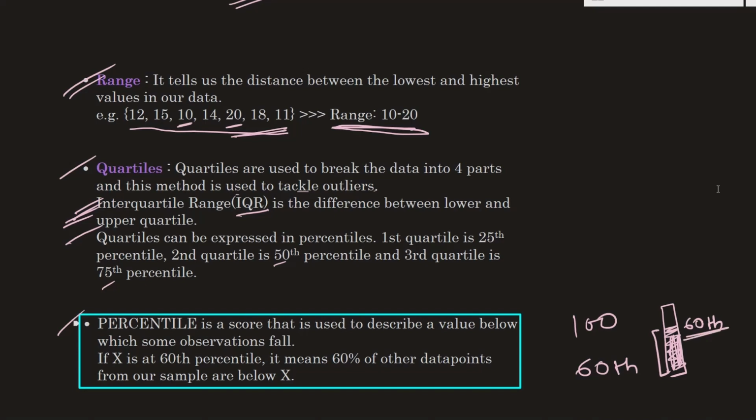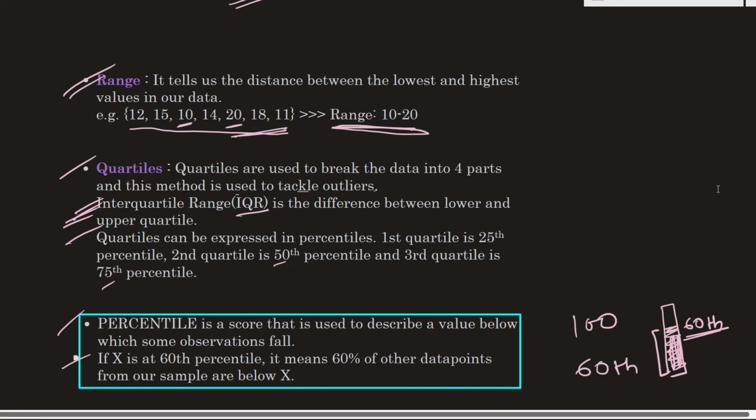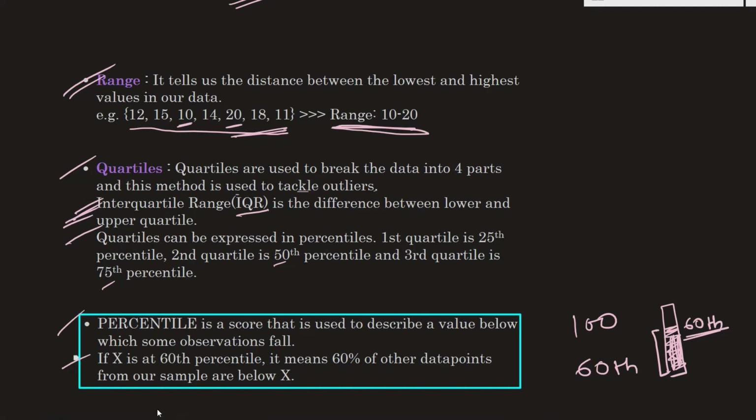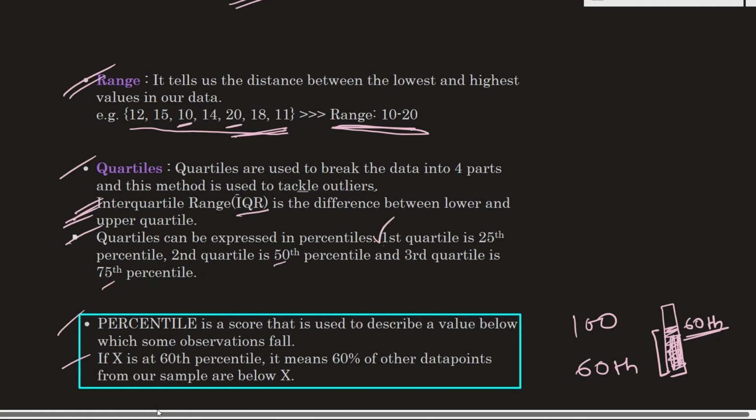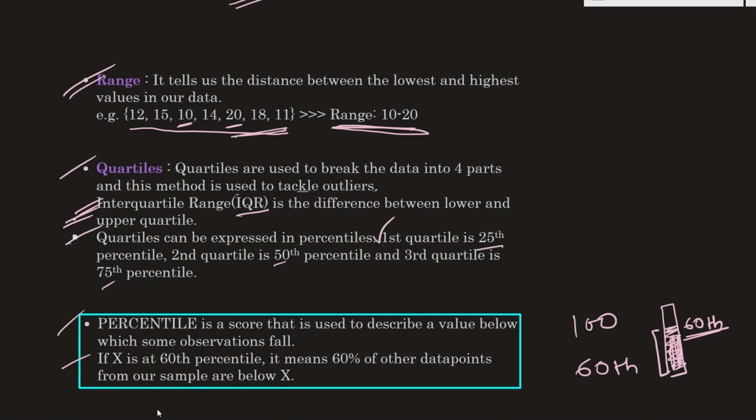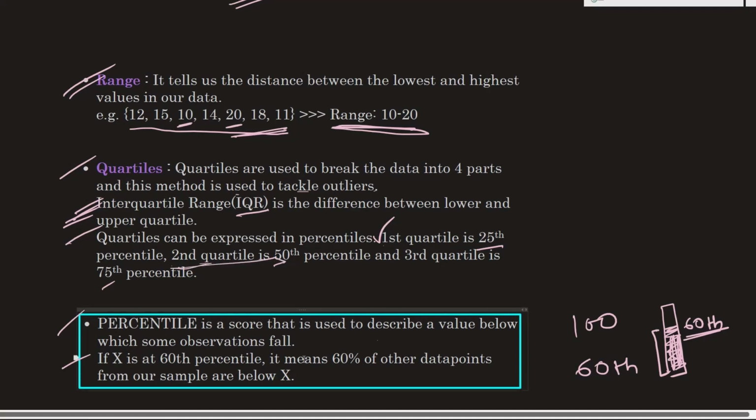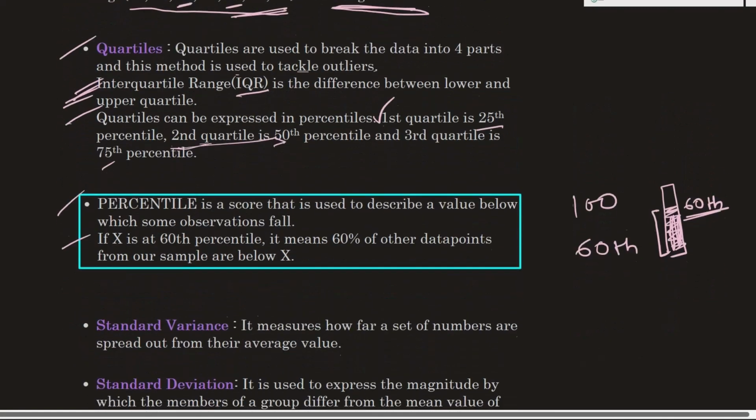And the same thing is also explained by the definition over here, that if X is at the 60th percentile, it means that 60% of other data points from our sample are below X. Hence, the first quartile is the 25th percentile because 25% of the other data points fall below this observation, the second quartile is the 50th percentile, and so on. So now we have also covered the concept of percentile. Let's quickly move forward to the topic of variance.